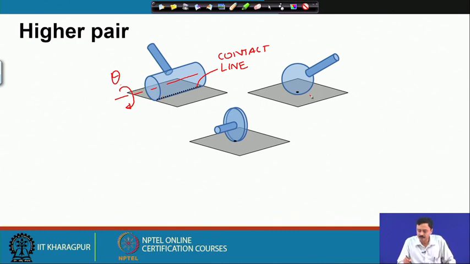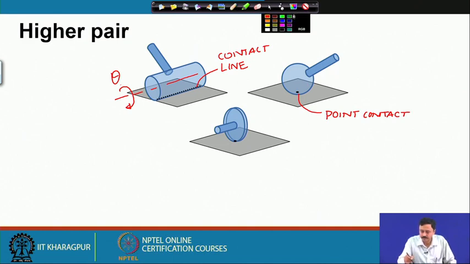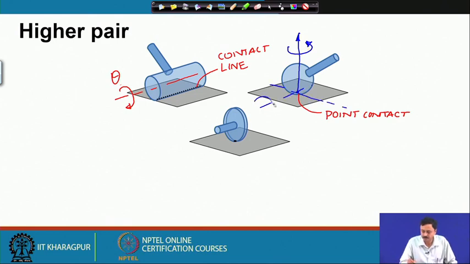Similarly, in the case of this ball on the ground, this is a point contact, so this is also a higher pair, and if you look at the pair variables, I can have rotation about this axis and I can have rolling about these two axes. So, this has 3 pair variables.